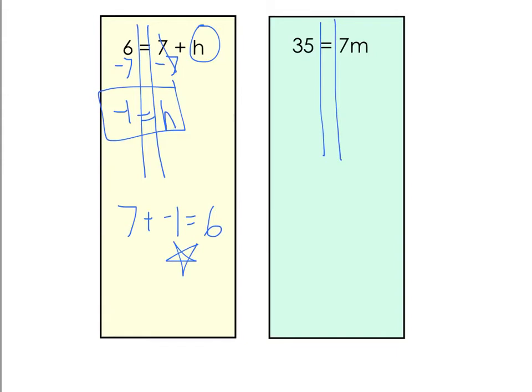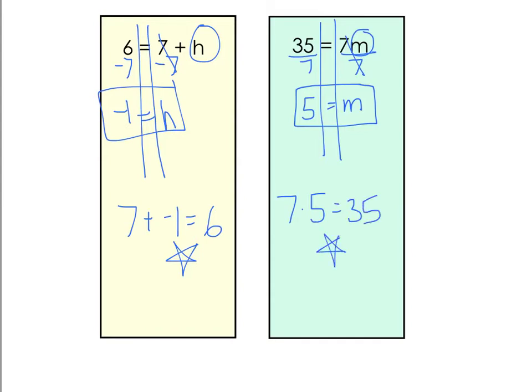So my variable is touching the number. When they're touching, we know that when a letter and a number touch, it means they're being multiplied. So this is 7 times m. To get rid of times 7, we're going to divide by 7. 35 divided by 7 is 5. These cancel out, so I have m left over. Is 7 times 5 35? It is, so we're right.